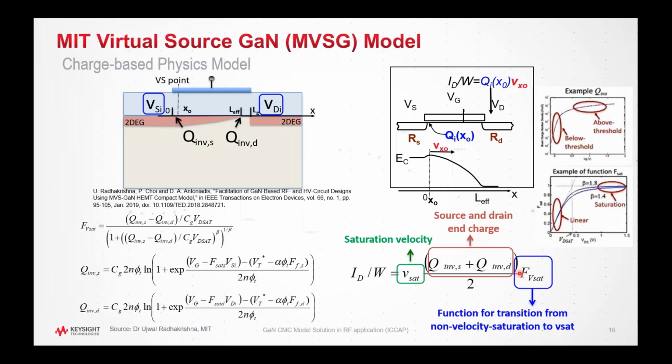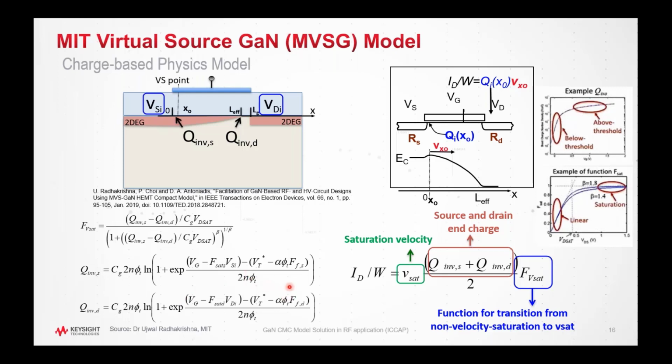This transmission function has a beta form. It's part of the model extraction: you can use the beta form to smooth and find a better match for the transition from the linear to the saturation region. These equations also include trapping and thermal effects. If you want to know more about this equation, here's the paper to refer to.